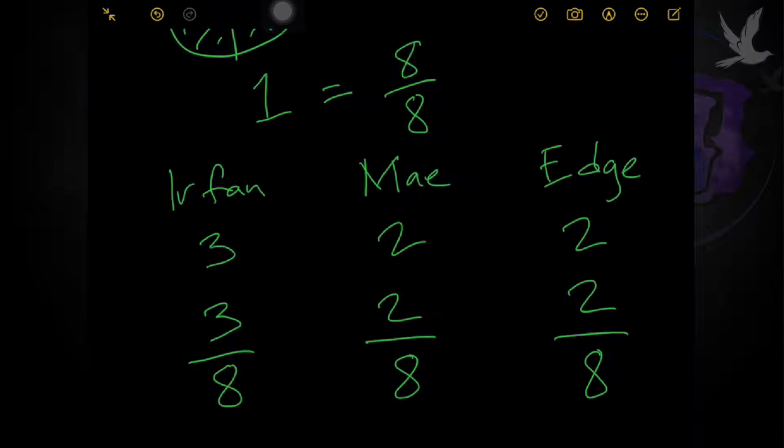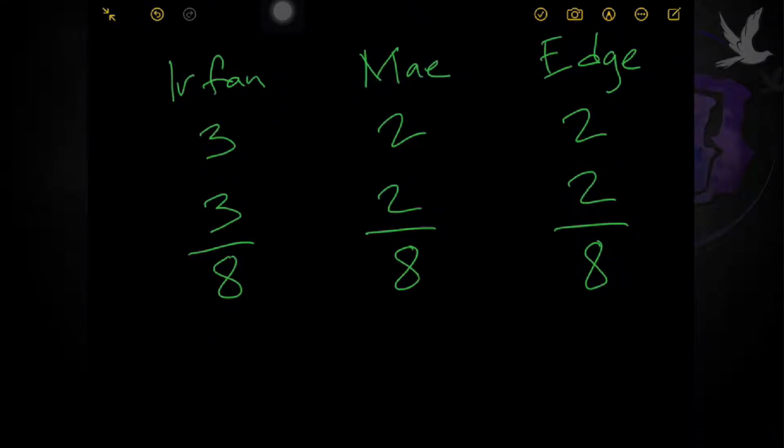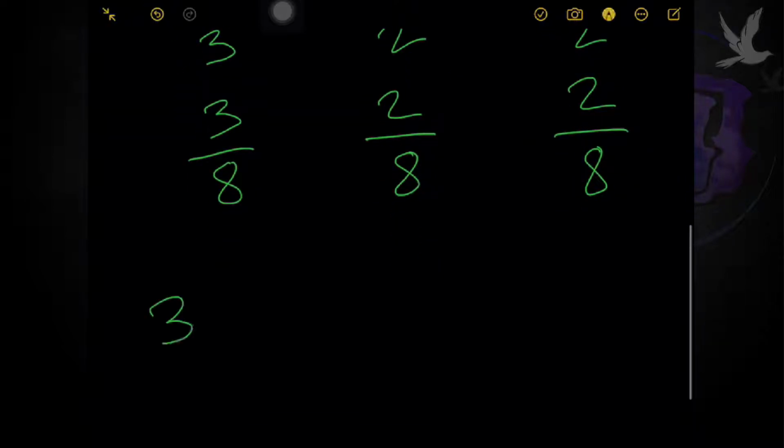And if you notice the number of slices of pizza that they ate, 3, 2, and 2, will give us 3 slices, 2 slices, and another 2 slices, which will basically give us 7 slices. And since they ate a total of 7 slices, that's 7 out of 8.